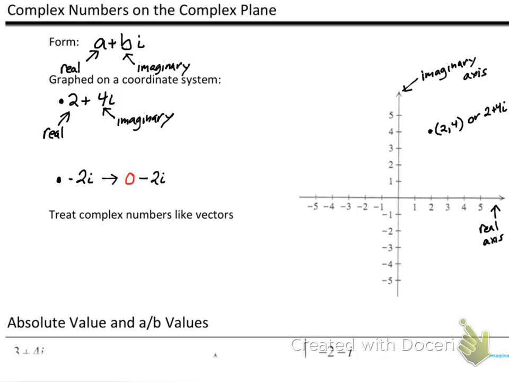So that means my real is 0. So I'm going to move 0 units on the real axis. So I stay put. I am just going to go down 2 because my imaginary is negative 2. So I go down 2 and my point's right there. Okay, so we can either write this as the point 0, negative 2, which tells me that I have a 0 for my real and negative 2 for my imaginary. Or we can just write it as negative 2i.